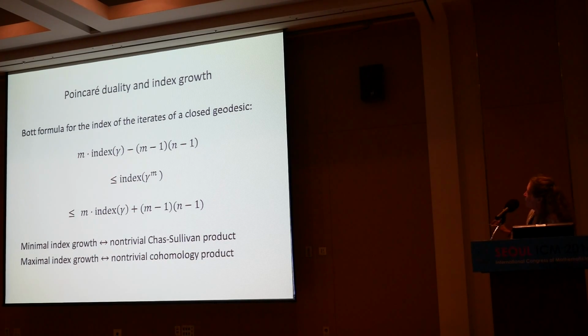Now, if there's equality here, then the index of gamma to the m has minimal index growth. And if there's minimal index growth, then there's a non-trivial Chas-Sullivan product. And if there's equality here, then the index growth is maximal. And in that case, there's a non-trivial cohomology product.